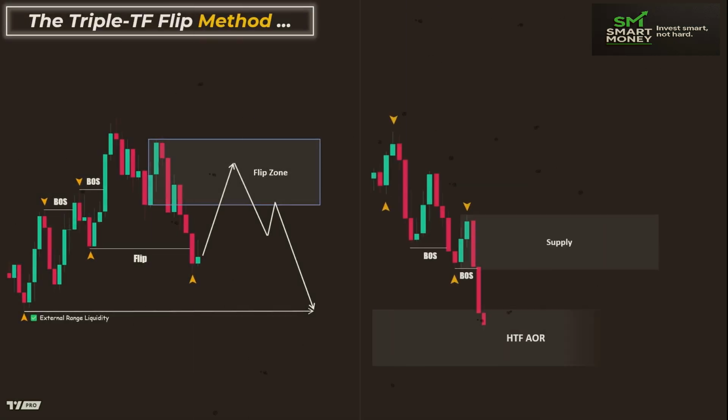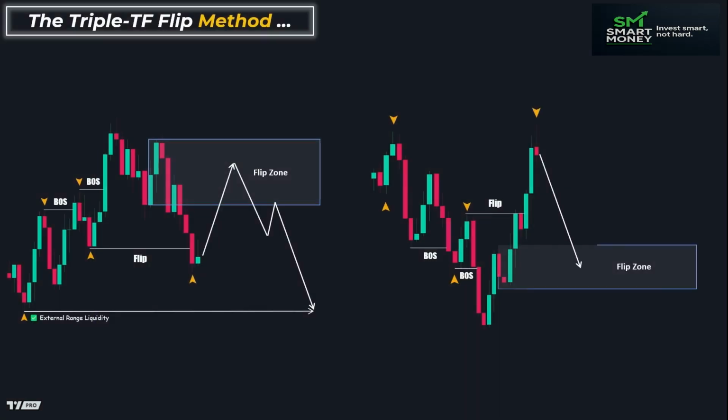Similarly, in a bearish scenario, this setup develops when the price flips the most recent supply zone immediately after being rejected from a higher time frame area of interest. Price then pulls back into the flip zone, signaling a potential transition from bullish momentum to bearish pressure.